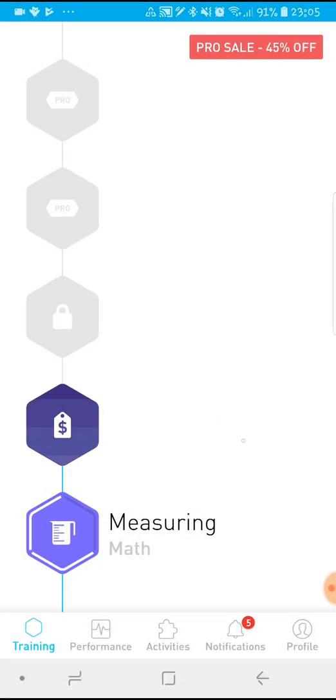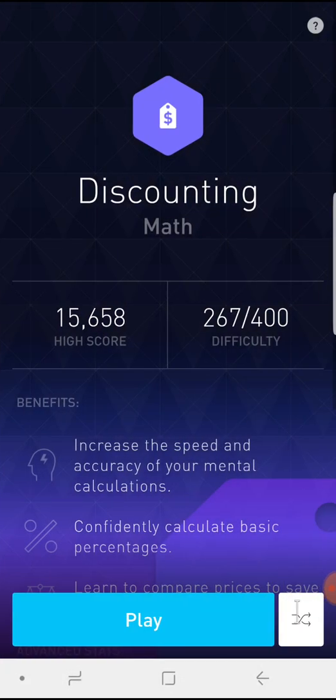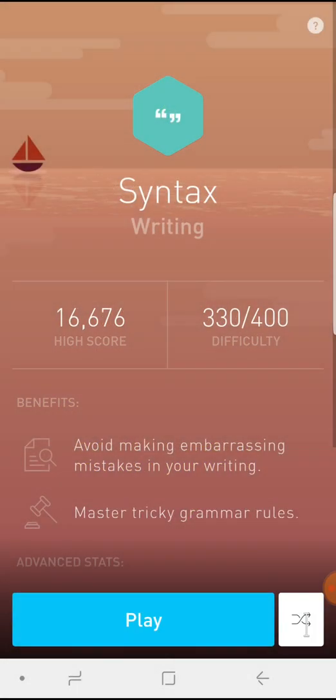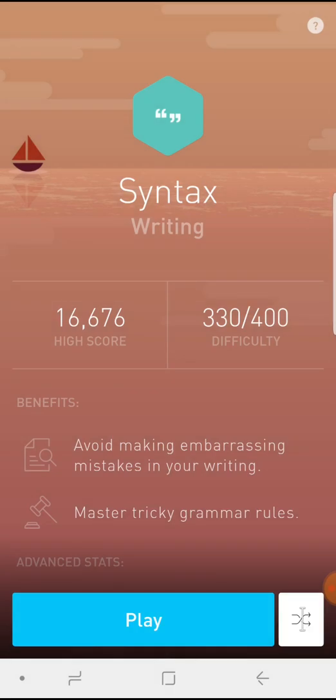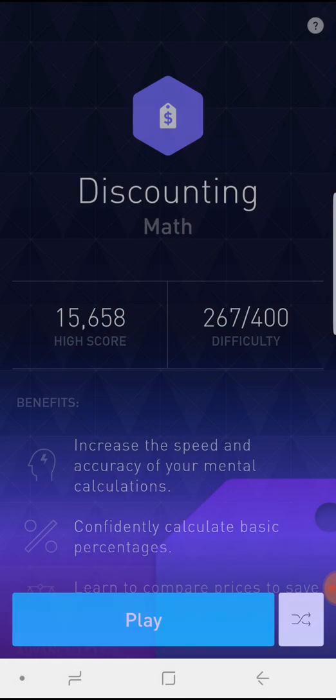Let's see what's next in the pecking order. Discounting, as you know, I hate that. Syntax. Okay, I'll show you both. Maybe this is just going to be one of those math ones, because I think I've shown you syntax. So let's do some discounting.